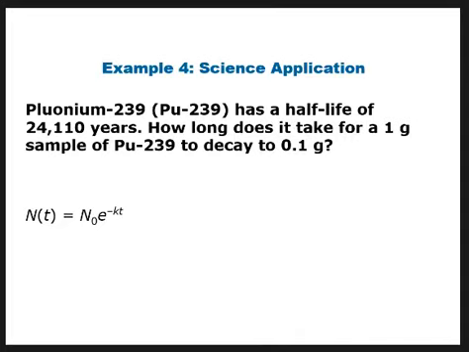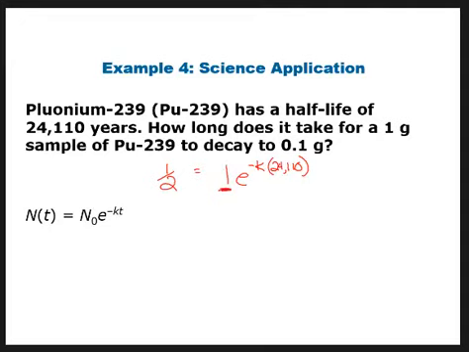So what I'm going to do is not think about any of the numbers in the problem. I'm just going to say if I'm supposed to get half my original amount, and we'll just say our original amount is 1, I need to know my half-life number, and I want to figure out what k is. Essentially what this is saying is after 24,110 years, whatever my original amount was is going to be half of what it was to begin with.